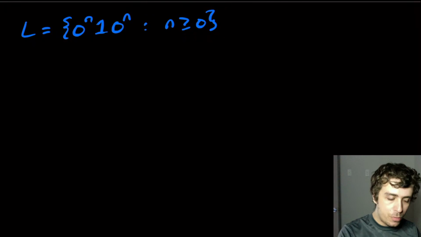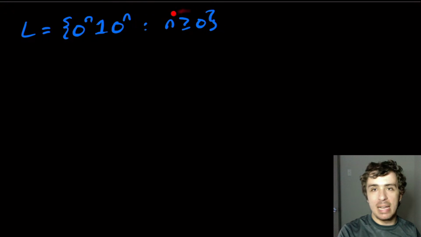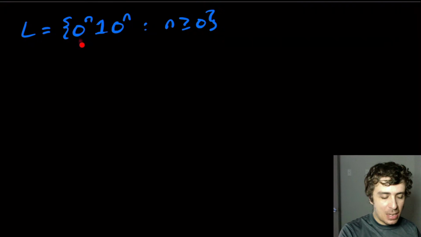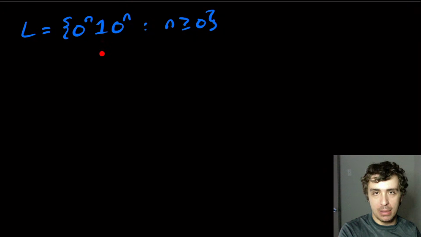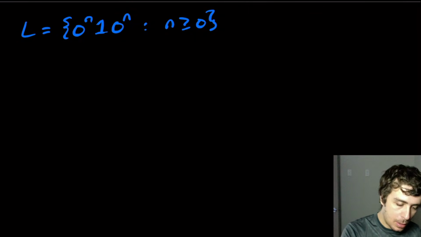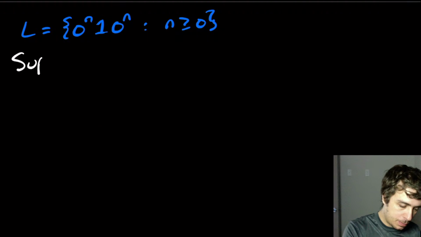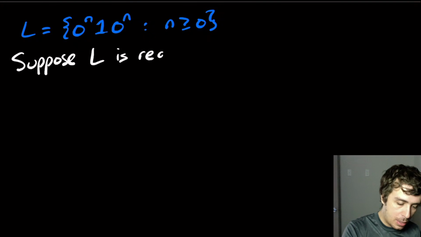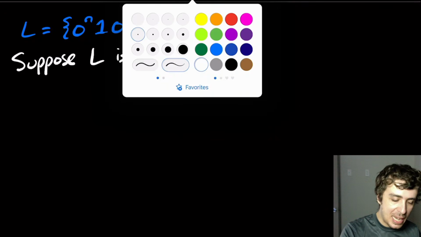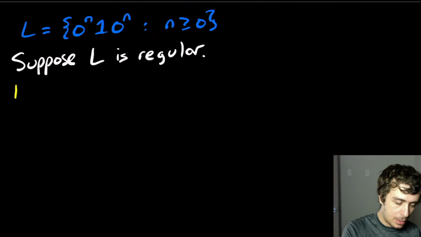Okay, so let's prove that this language L, which is all the strings of the form 0 to the n, 1, 0 to the n, where n is any number at least 0, is not regular. So here it's kind of like the two halves of the string have to be exactly the same with the 1 separator in between. So let's suppose that L is regular. Then by the pumping lemma, there exists a pumping constant P for L.